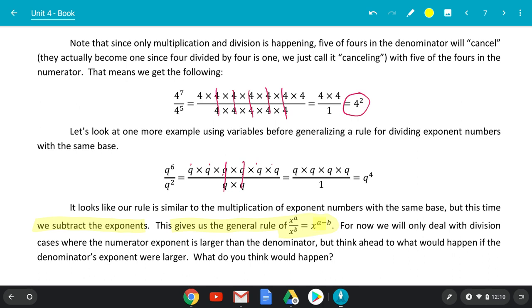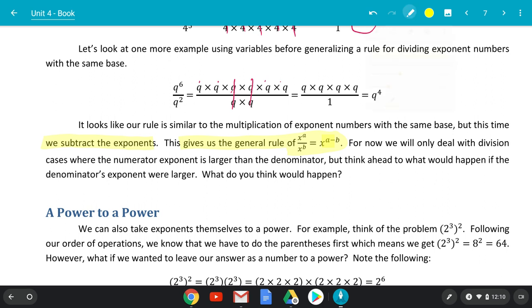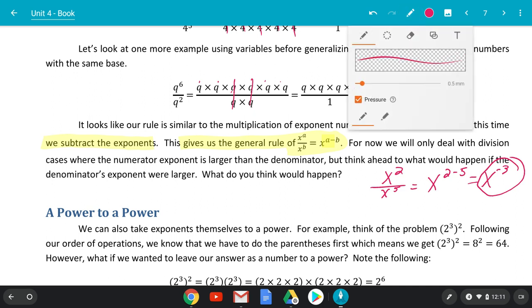For now, we'll only deal with division cases where the numerator is larger than the denominator. But think ahead. What would happen if the denominator's exponent was larger? Well, it's not going to be any different. I'm going to go ahead and put this in here for you. Let's say I had x squared over x to the 5th. It would still be x to the 2 minus 5, which gives us x to the negative 3rd. And really soon, we'll be talking about negative exponents, so you'll see what happens then. Let's get back to our reading and highlighting.